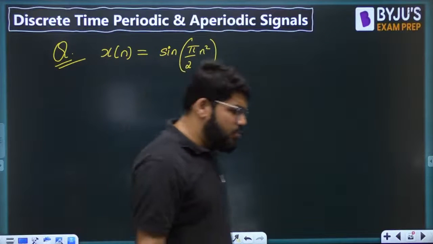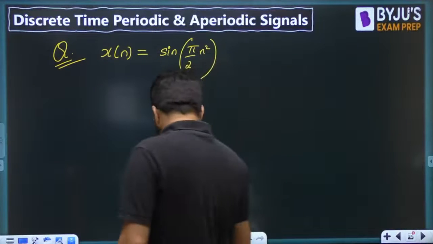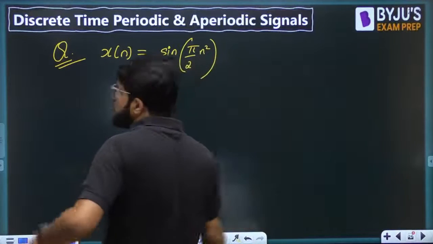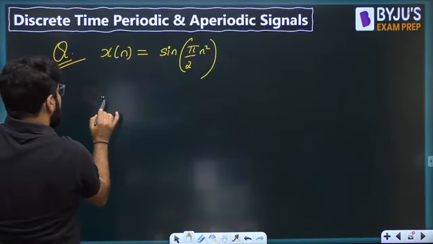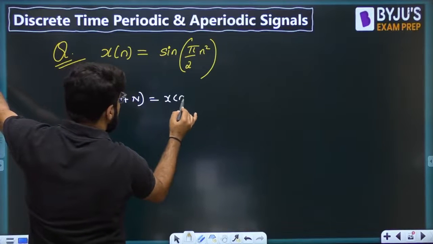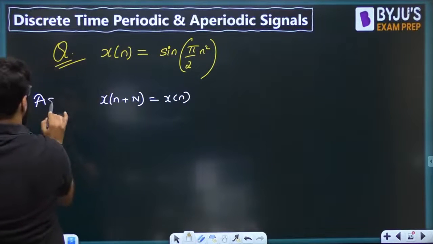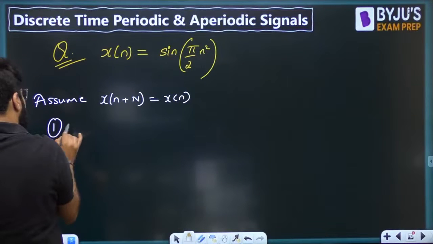Okay, so sin(pi by 2 n square). And assume all the 4 options as in the previous question. Again, let us assume x of n plus N equal to xn. If this is true, then it will be periodic. Now, case number 1.